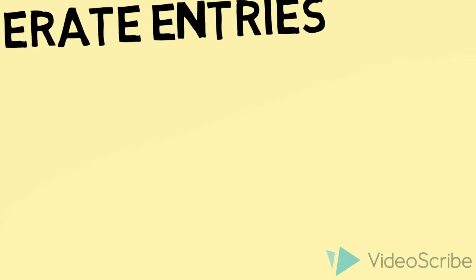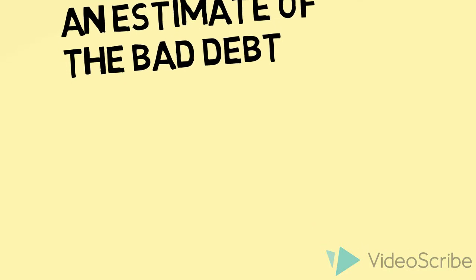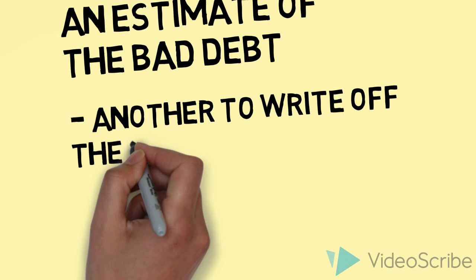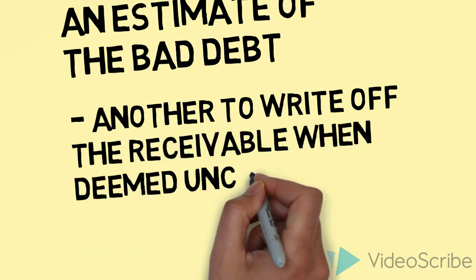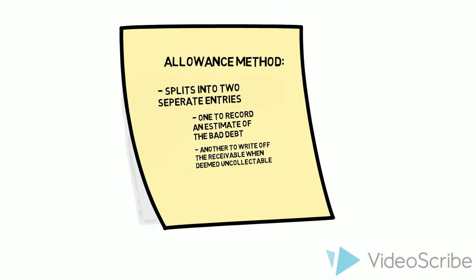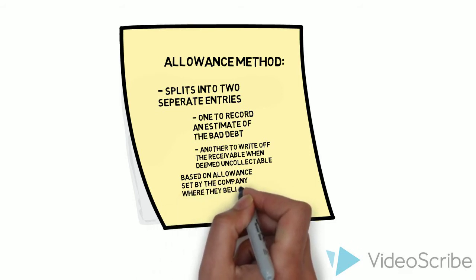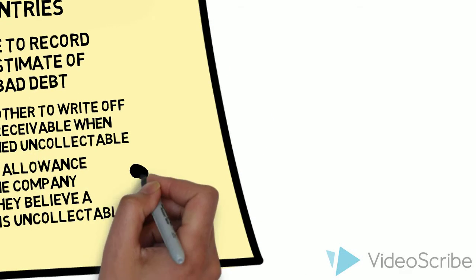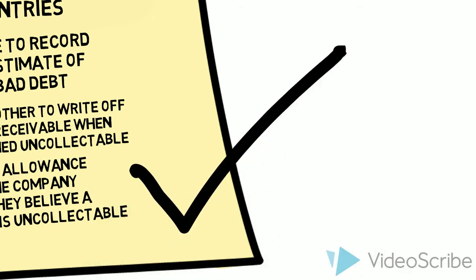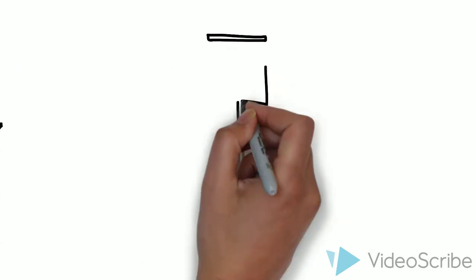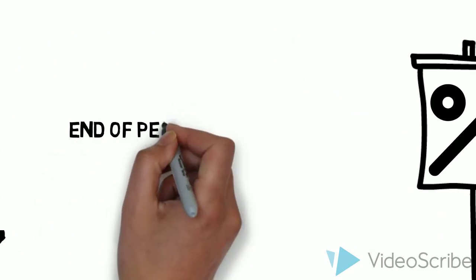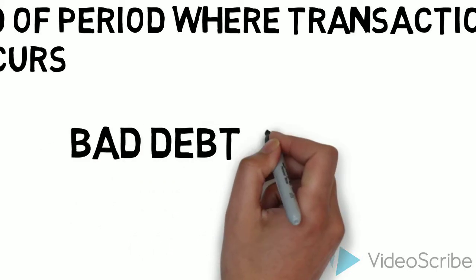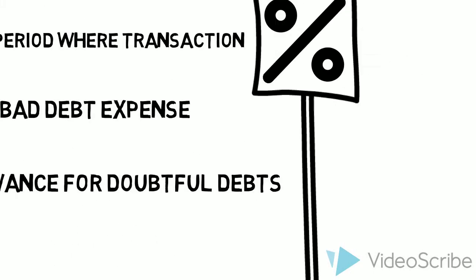One records the estimated percentage of the receivable to be uncollected, another writes off the receivable when they become or are deemed uncollectible. The amount of the allowance is created as a percentage set by the entity based on uncollectible receivables from previous years. The entry is firstly recorded during the period where the transaction occurs. It is recorded as a debit to the bad debt expense and a credit to the allowance for doubtful debts.